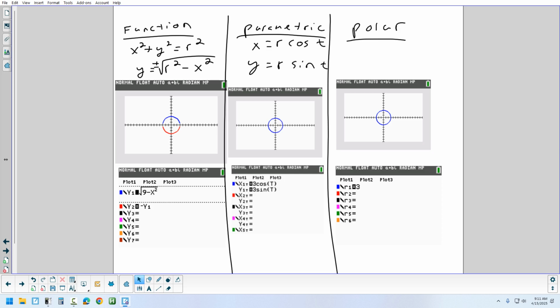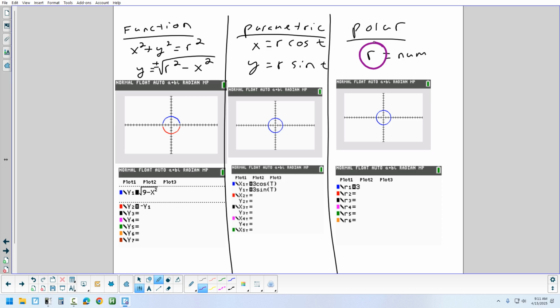So in polar, it's just r equals, and then you put your number on the other side. Look at the big difference with how you write the equations. In function mode, you're using x and y's. In parametric mode, you're using x and y's. In polar, you're not. You're using an r.